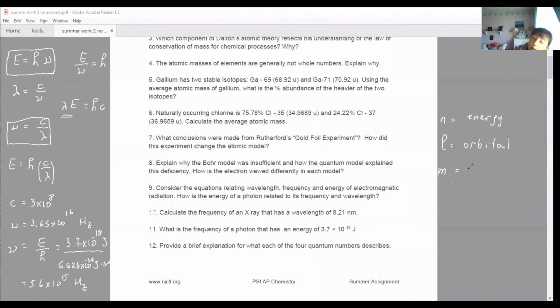So m tells us in which portion of the orbital the electron is. So for example, n can say energy level 3. Then l will say at this point that we can have an orbital S, an orbital P, and an orbital D. So 3 of those, right?